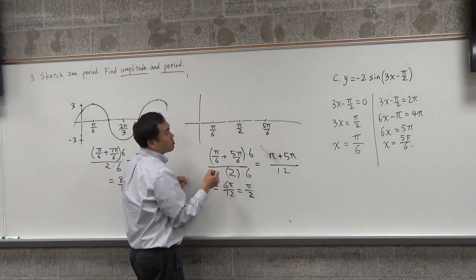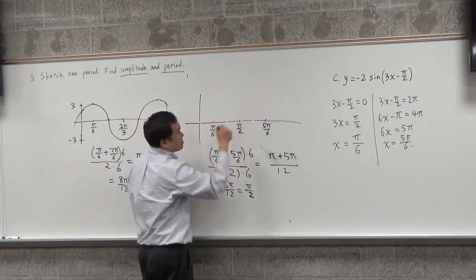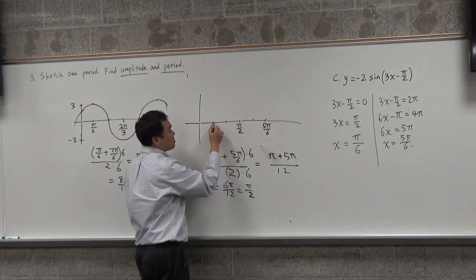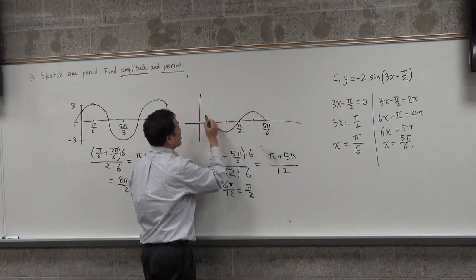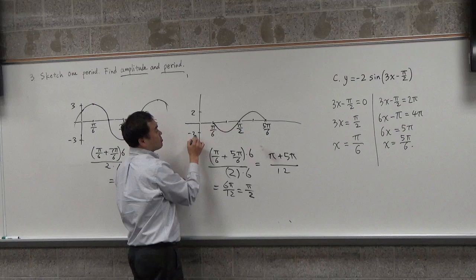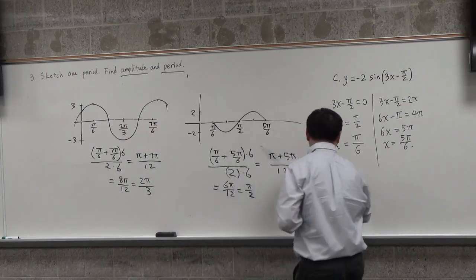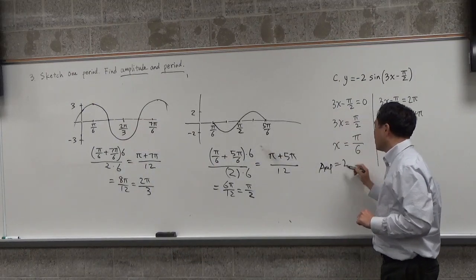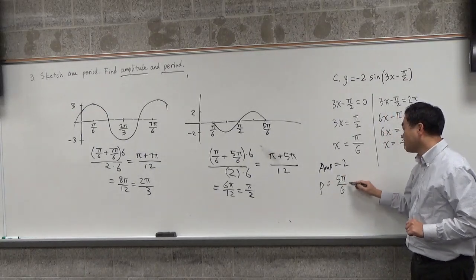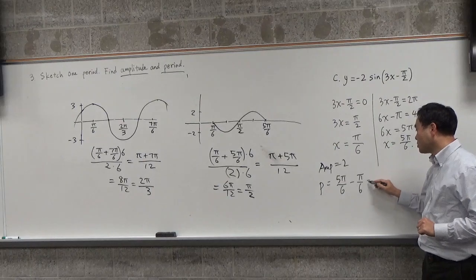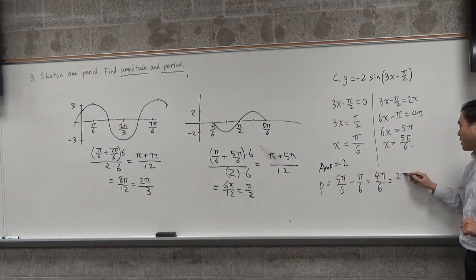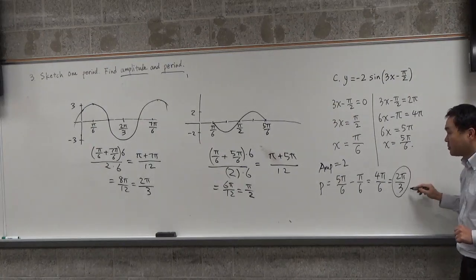Okay, so we're now ready to draw the graph. I erased it, but you remember what it was, right? It was these points there. It's like that. Okay, how high does it go? 2. How low does it go? -2. Okay. So what is the amplitude? 2. Okay, what's the period? Period would be 5 pi over 6 minus pi over 6, which is 4 pi over 6, and then it's 2 pi over 3. So that is the period.